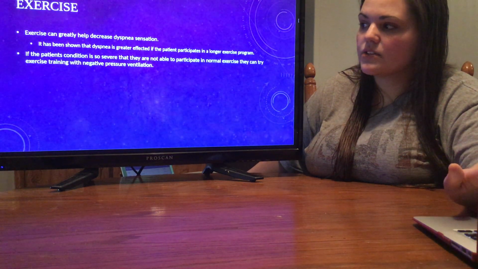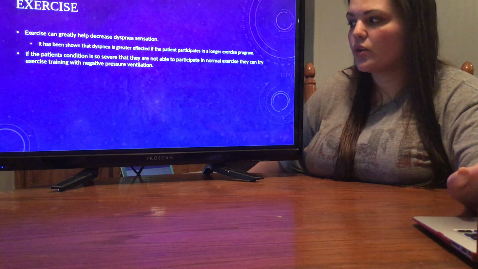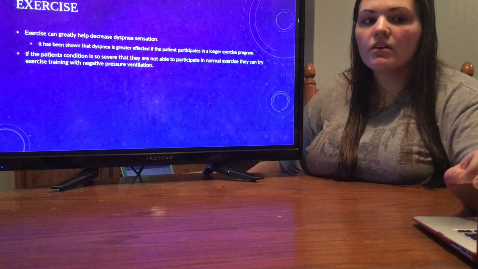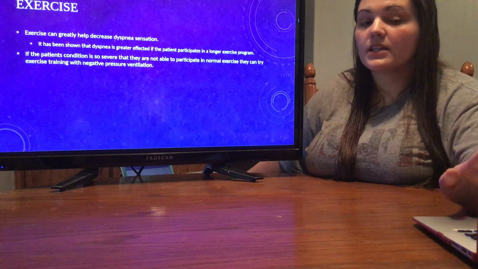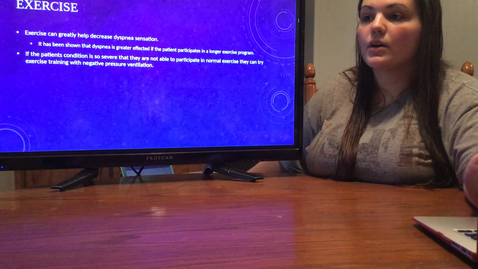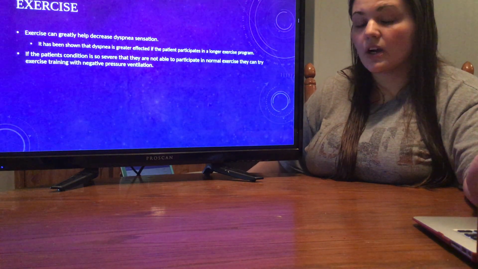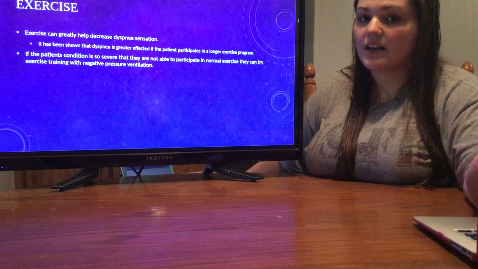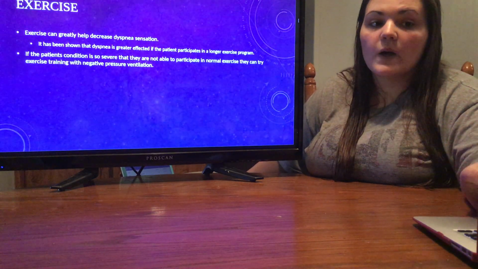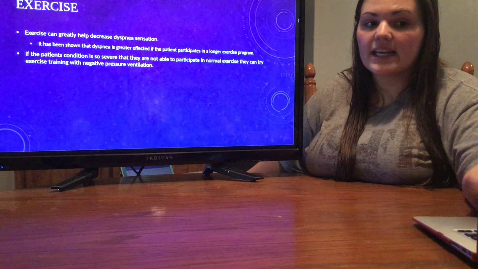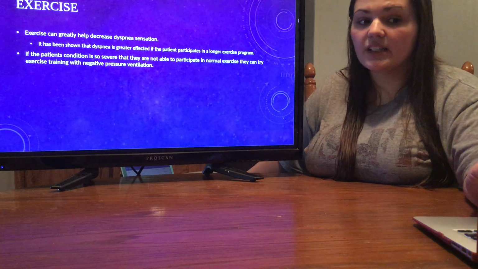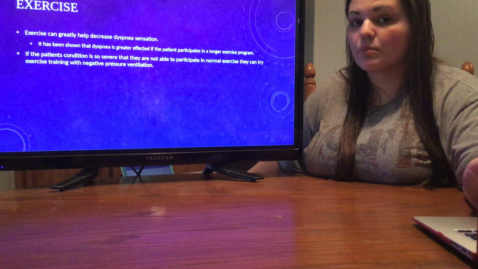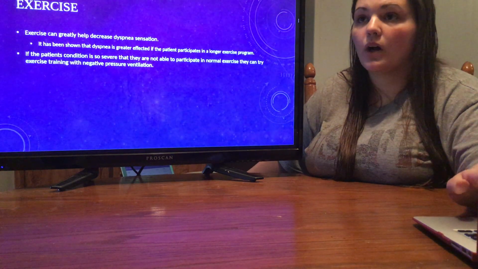If the patient's condition is so severe that they're not able to participate in normal exercise, they're trying exercise training with negative pressure ventilation a lot now. Exercise is so important, but some patients can't breathe enough to participate in any kind of exercise at all. With negative pressure ventilation, they're able to get some kind of exercise, which is better than none. I read an article that stated that exercise training with negative pressure ventilation support is feasible for patients with severe restrictive lung diseases and improves exercise capacity and health-related quality of life.